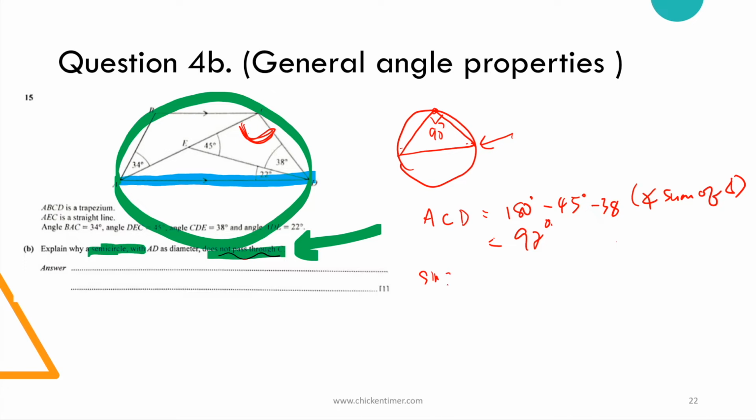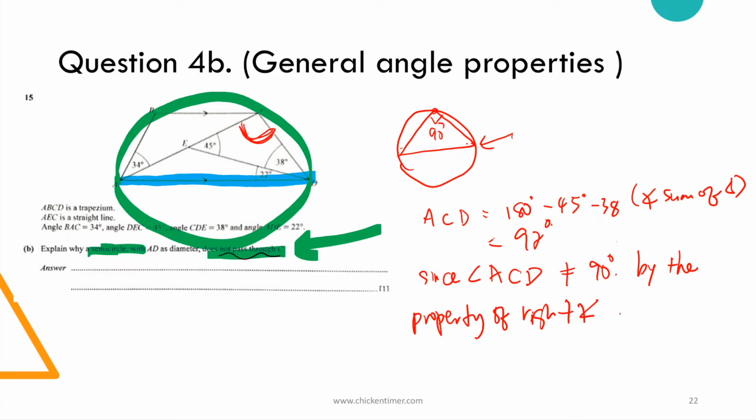So since ACD is not equal to 90 degrees, by the property of right angle in a semicircle, with AD as the diameter, the semicircle does not pass through C.